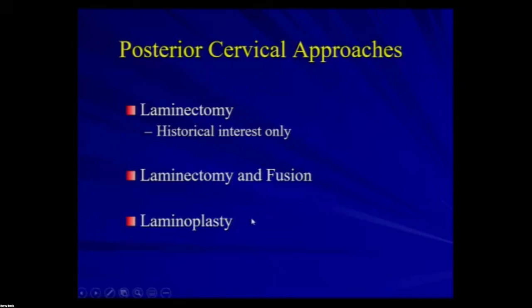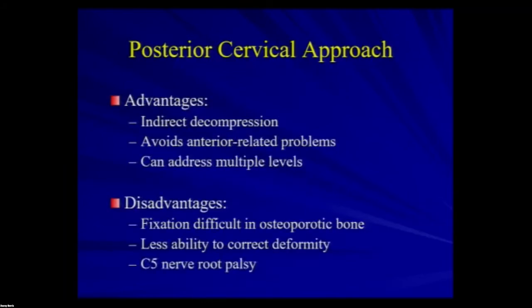Laminectomy alone, while it's used commonly in the lumbar spine, really is only of historical interest in the cervical spine because of the preponderance of developing instability. So a laminectomy alone in the cervical spine really is contraindicated. More commonly, what we would do is a laminectomy along with a fusion, or another really appealing option from a posterior approach is laminoplasty, where the back of the spinal column, the lamina, are lifted, not removed, allowing for expansion of the canal and spinal cord decompression.